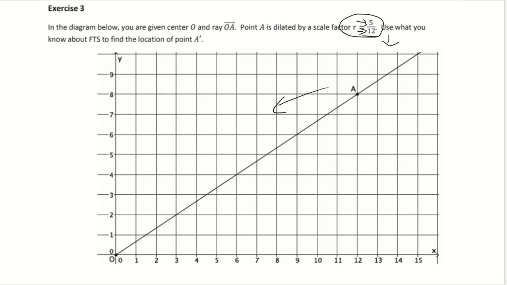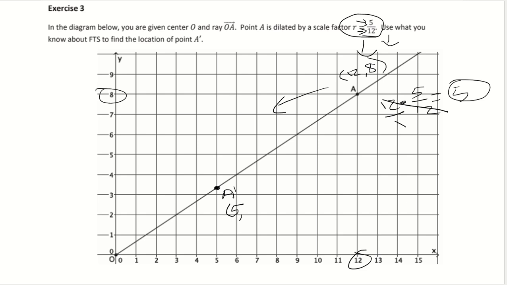Now we have this line, which also kind of helps tell us that it's going to be on there, and that should be A prime. And then we actually go to label this. This is going to be 5, comma, and then here's where the math comes in. So it's currently, A is currently sitting at 12, comma 8. So if we take each one of these and multiply it by our scale factor of 5/12, well, 12 times 5/12. Do we see how these cancel out and we're just left with a 5 here?